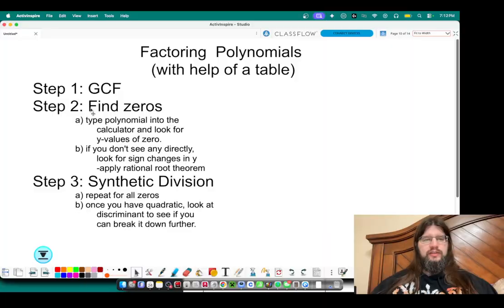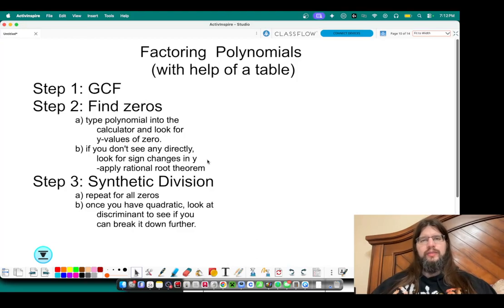For our purposes, we're going to look for zeros with a table. So we're going to type that into the calculator. We're going to look for y values of 0. Now, sometimes you won't directly see a y value of 0, so we'll have to apply our rational root theorem and the intermediate value theorem.